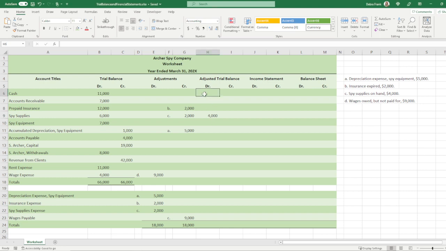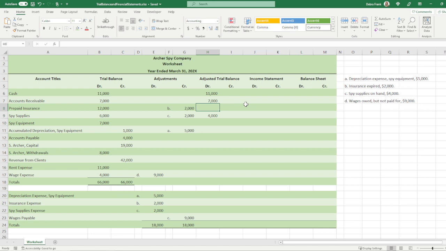And we could see that cash had nothing happen to it, right? So nothing happened to cash. So it's a debit balance of 11,000. We'll just carry over to the adjusted trial balance. Not too bad. Same with accounts receivable. Not too bad again. Prepaid insurance.